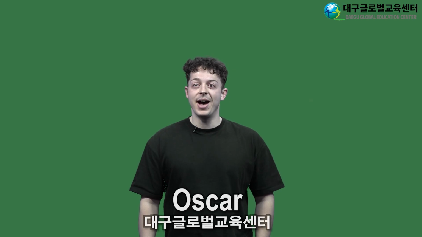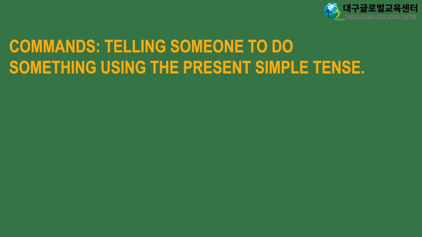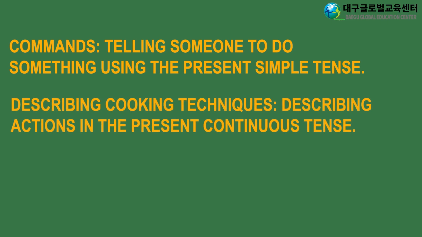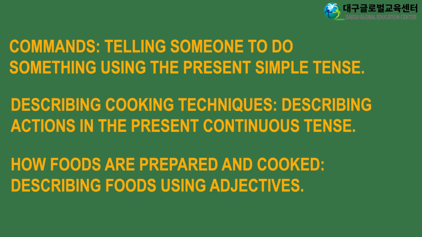Well, you are now. Today, we will learn about food, specifically describing food and cooking techniques. To be specific, we will learn about commands, telling someone to do something using the present simple tense, describing cooking techniques, describing actions in the present continuous tense, how foods are prepared and cooked, describing foods using adjectives, and how we can turn verbs into adjectives.